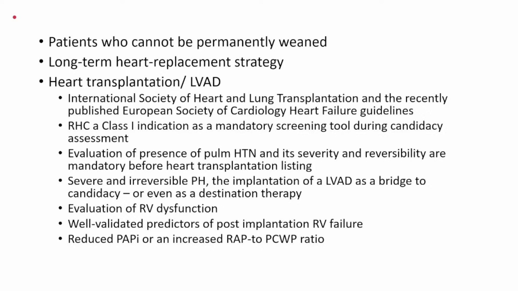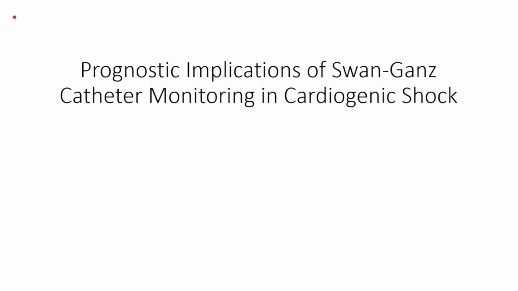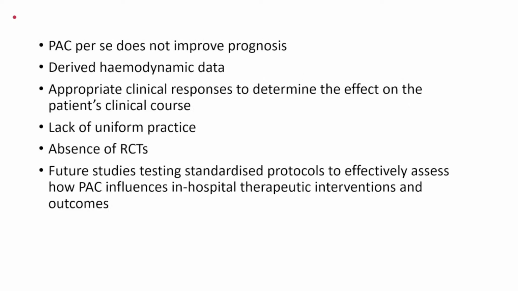And then we can evaluate RV dysfunction using well-validated predictors of post-implantation RV failure. Those predictors are the pulmonary artery pulsatility index or an increased RAP to PCWP ratio. Then Swan-Ganz can help us to prognosticate which patients' survival is going to be better. But yes, since the device itself does not give any treatment, we use the derived hemodynamic data to decide which therapy is going to help our patients.